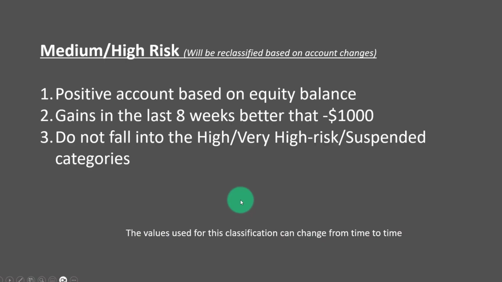Then we have the medium high risk, and these ones will have gains in the last 8 weeks better than minus $1,000. So they will have a reasonable profitability, and they will not fall into the other category. All the accounts on the list will have positive equity balances.